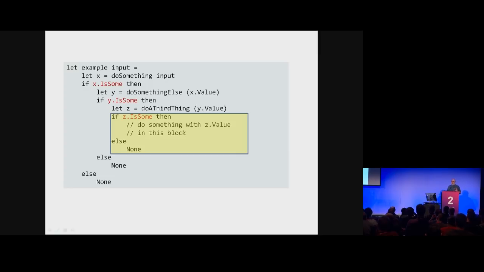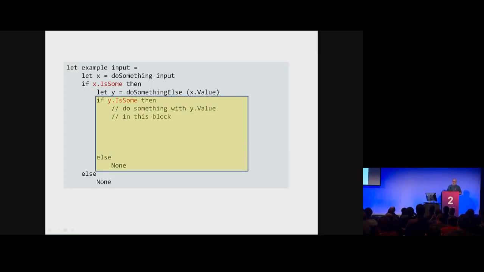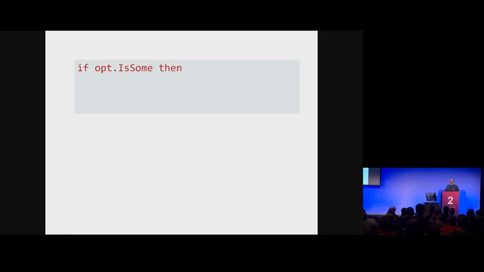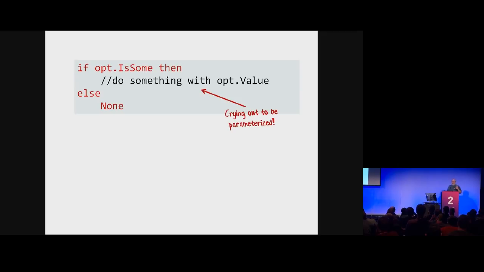You might see, if it's something, do something. If it's something, do something. If it's something, do something. This is the pattern. So let's turn that into a little helper function, okay? We're going to say, if it's something, do something. And if it's not, then we do nothing. That's the pattern.